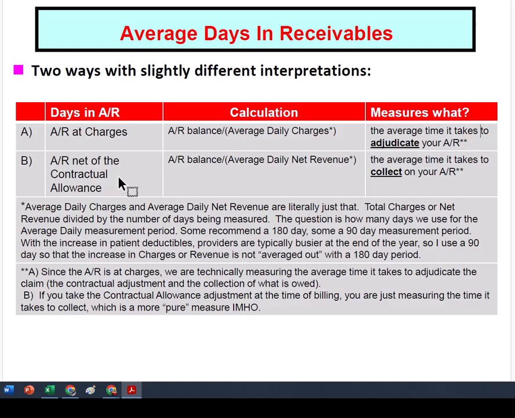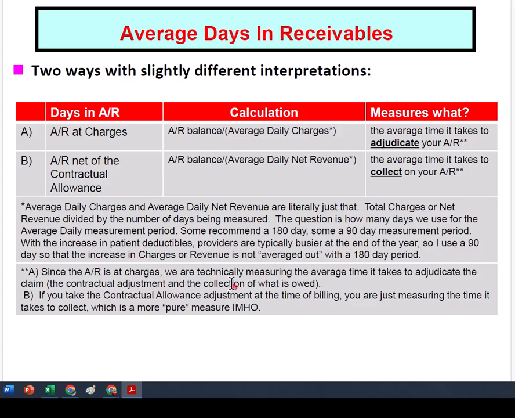If you're modern and your accounts receivable is net of your contractual allowance, like most systems are now, you take your accounts receivable balance and divide it by your average daily net revenue. Again, you just have to match up the time periods. So if you're at 90 days, you take 90 days of revenue divided by 90 to get average daily. It gives the average time to collect.